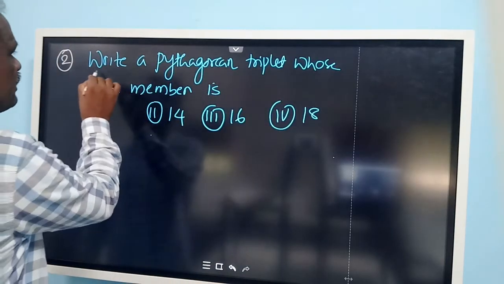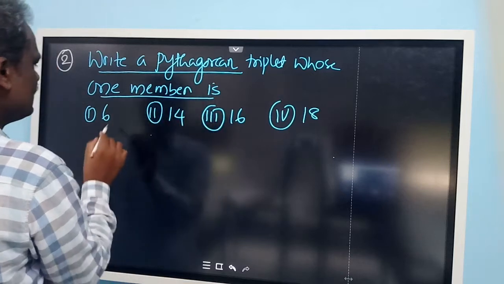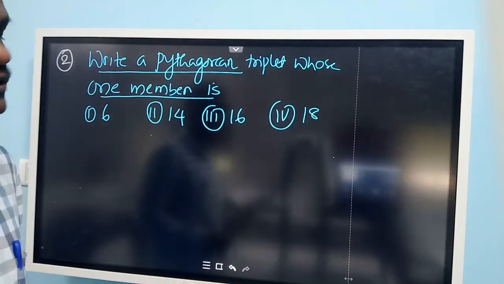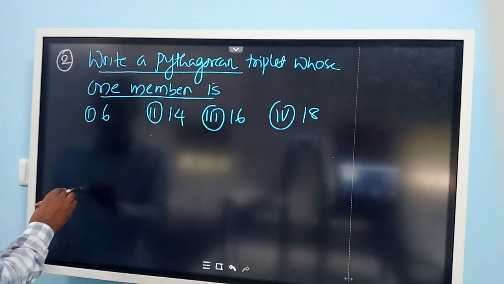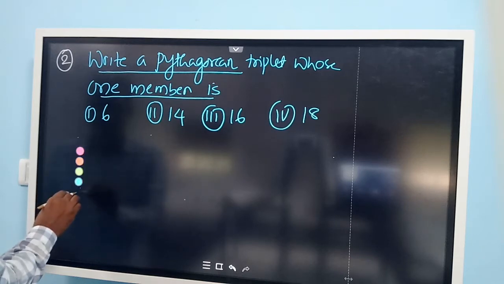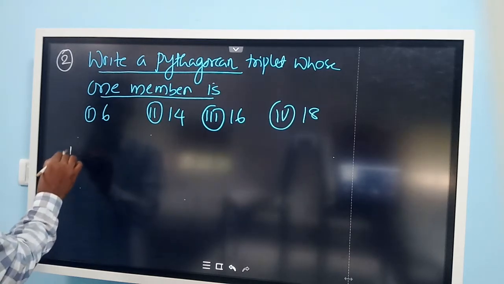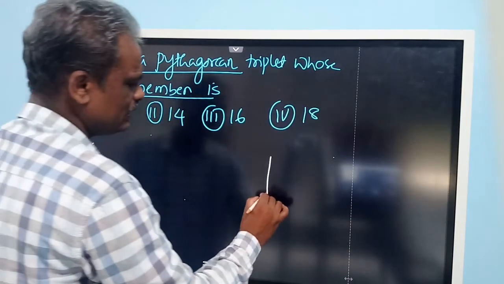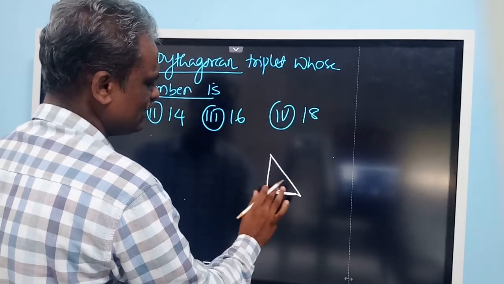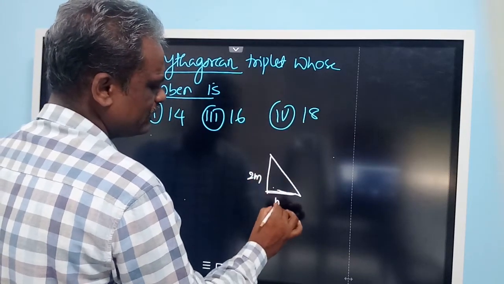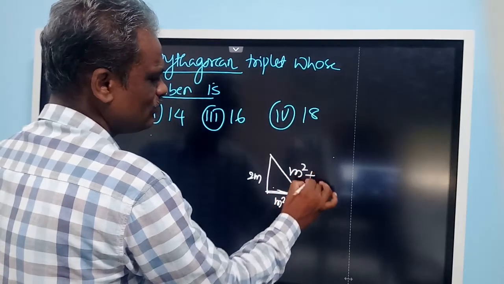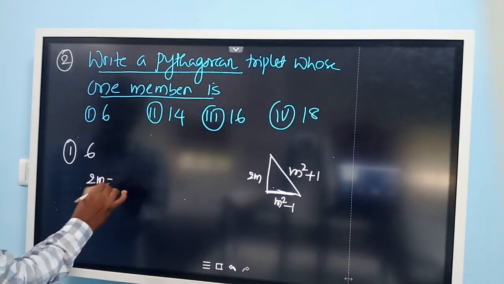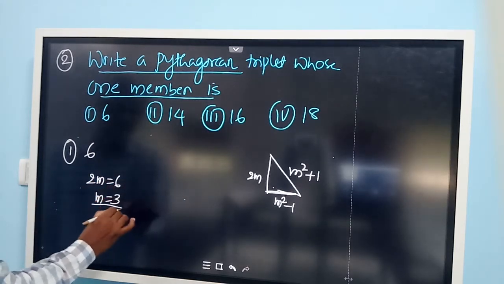We have 4 questions. You have to find the Pythagorean triplets. In the first, one member is 6, in the second it is 14, in the third it is 16, and the fourth one is 18. For the first one, let us take the number 6. A Pythagorean triplet must be the sides of a right angle triangle. One side will be 2m, the other side is m squared minus 1, and the third side will be m squared plus 1. If I take 2m equal to 6, m is equal to 3.